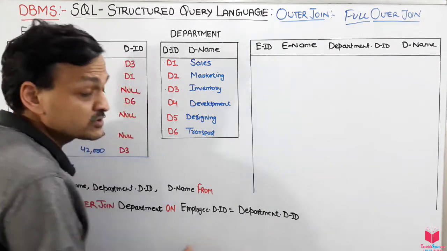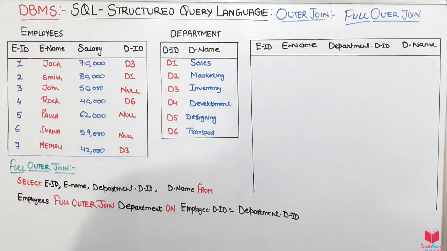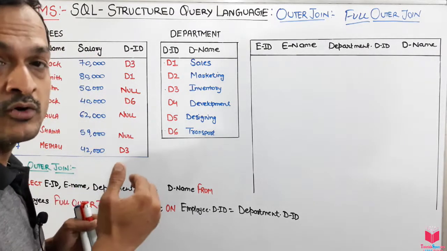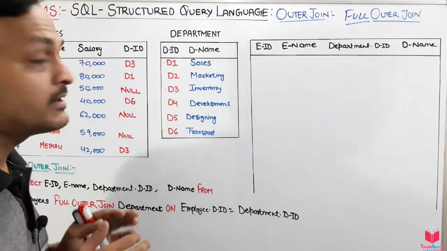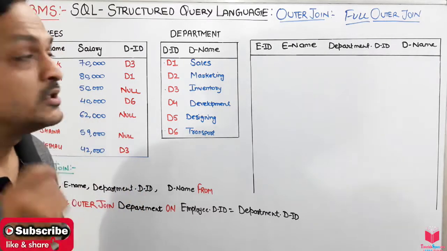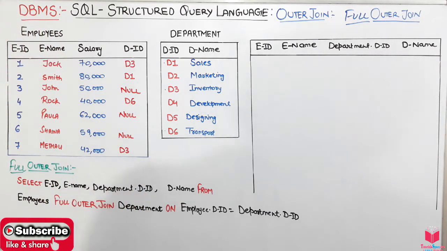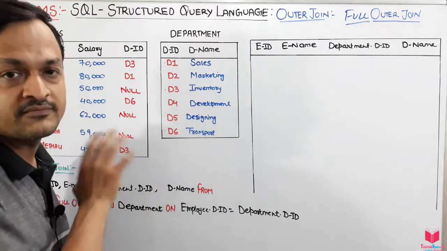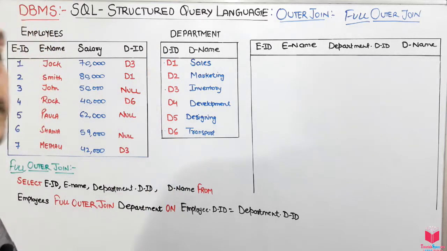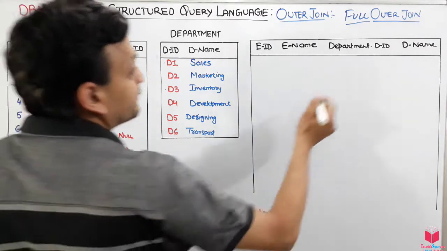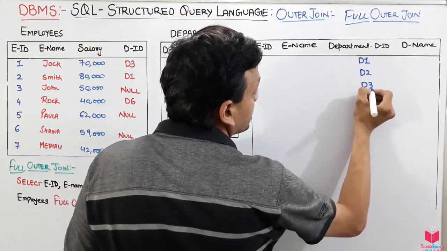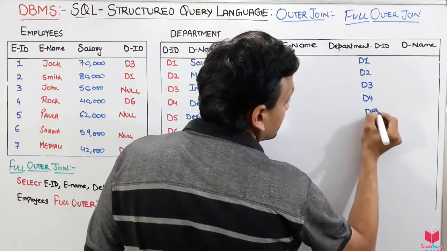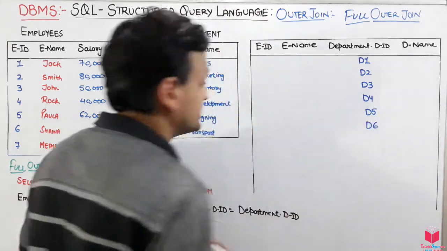It will match these values. But the main thing is that it's a full outer join, so it will consider every row from the left table and the right table. Either they match or not, it does not matter, it will consider every row. So what will be the output? The shortcut for writing this output is that you write all the rows of the right side table or the left side table first. So I am taking the right side table. Please see carefully: D1, D2, D3, D4, D5, D6, up to D6.